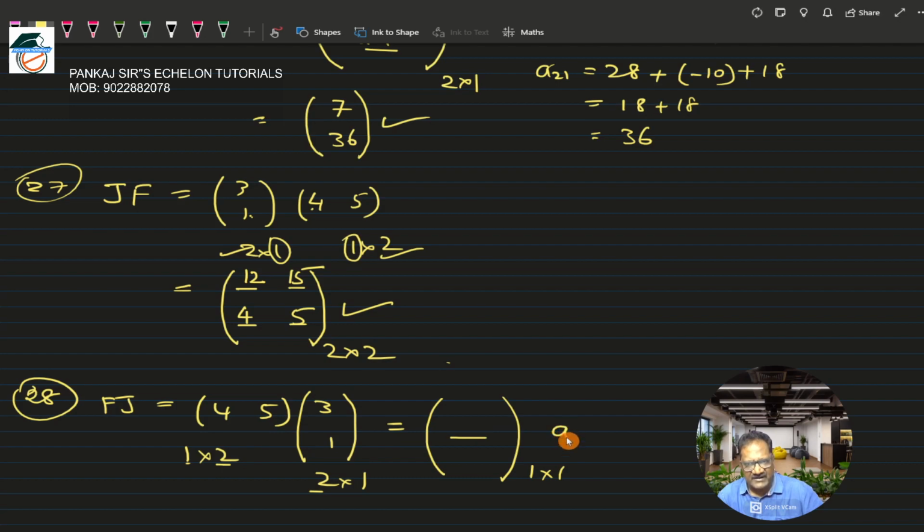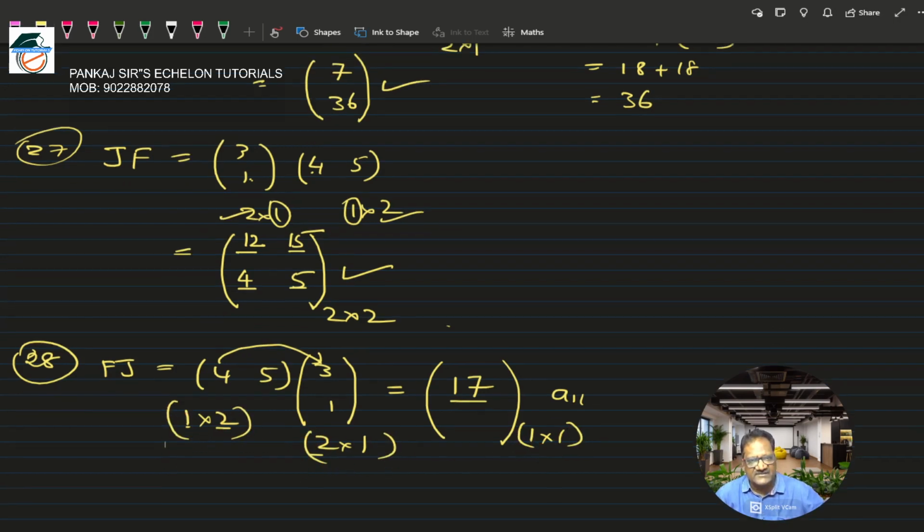This is A11, right? So first row you will have to take and the first column together. So 4 into 3, 12, plus 5 into 1, 5. 12 plus 5 is how much? 12 plus 5 is 17. So your answer has to be 17. Just a single element in this matrix, and that element is 17. So the answer for this 28 is given as 17. It's a 1 by 1 matrix. So fine, it's correct.